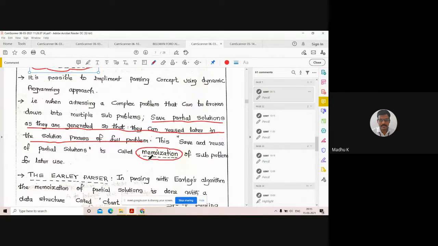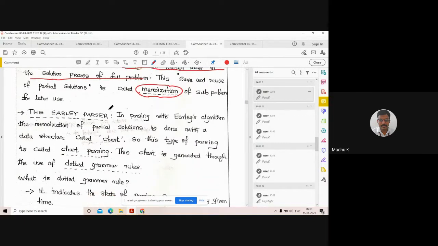This is also important. Sometimes in the exam they may ask, what is memoization, for 2 marks. So try to study this topic. Then the Earley parser is a parser which uses the concept of memoization. To implement memoization, we will use a data structure called a chart. The Earley parser uses the chart data structure to implement memoization.